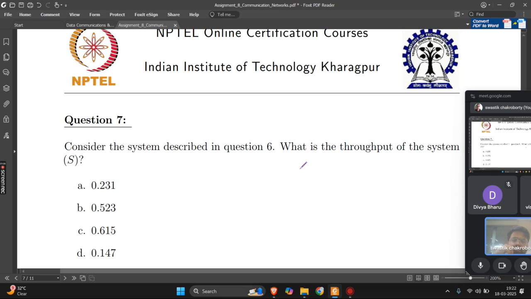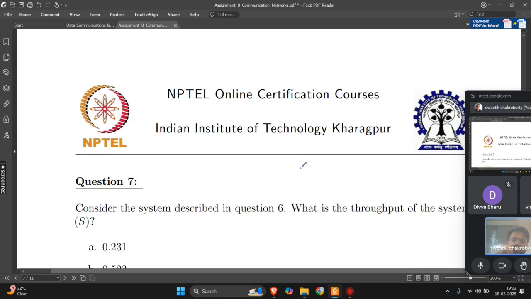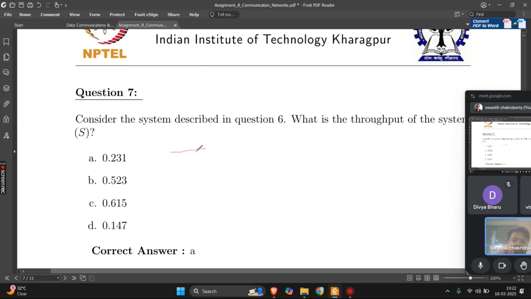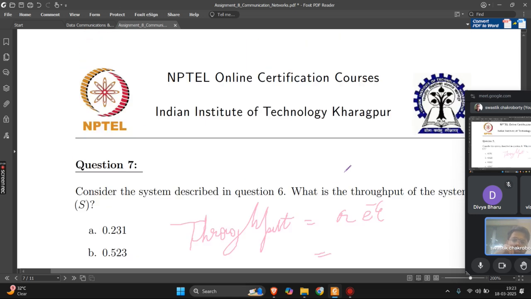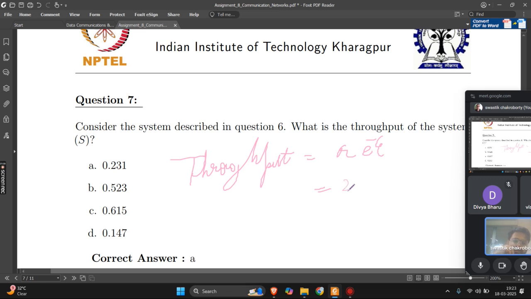Now what is the throughput? Here it is a slotted ALOHA channel. So what is the throughput? Throughput is g e to the power minus g. So here g is given to be 2.303. So 2.303 into e to the power minus 2.303. Now you have to calculate this.